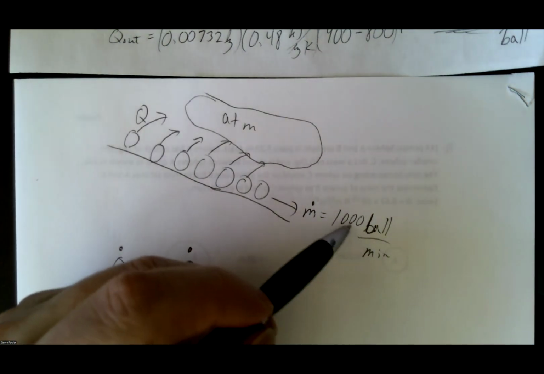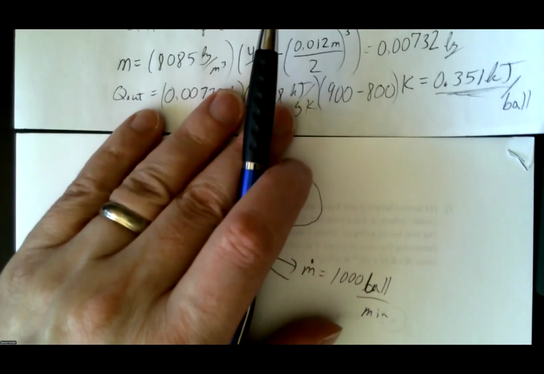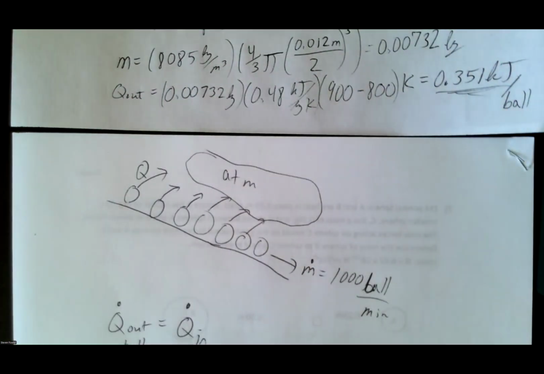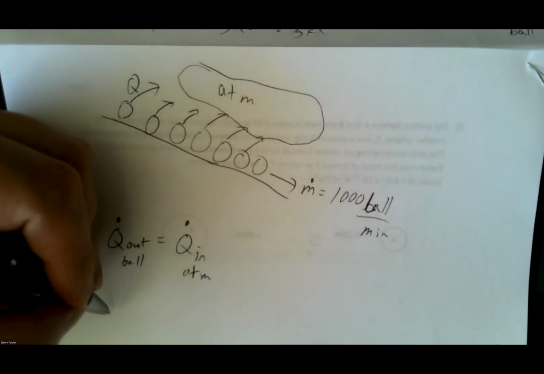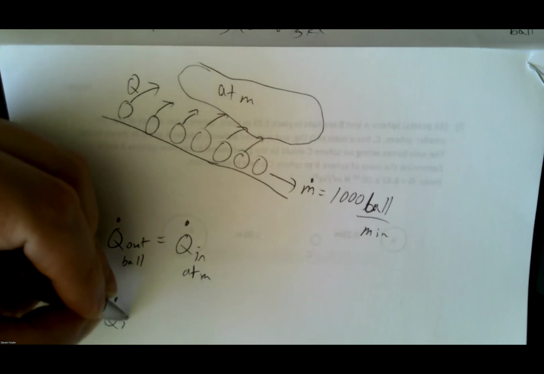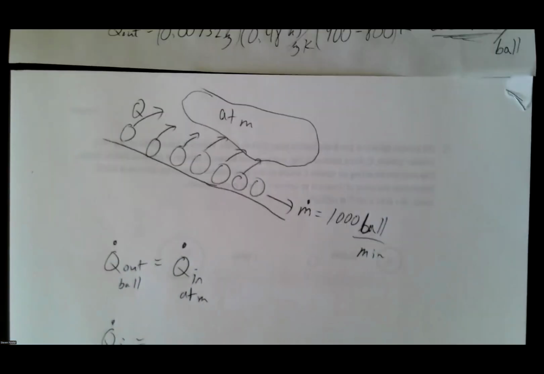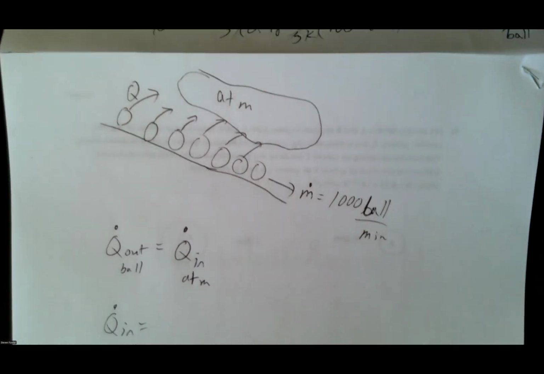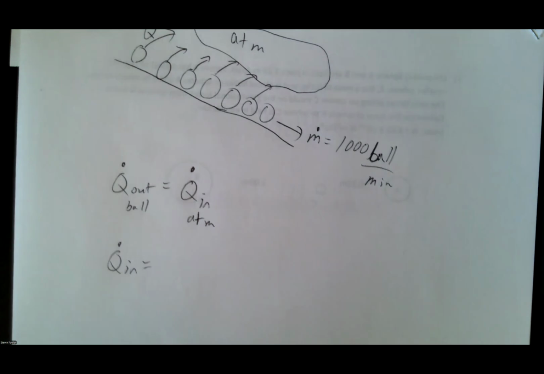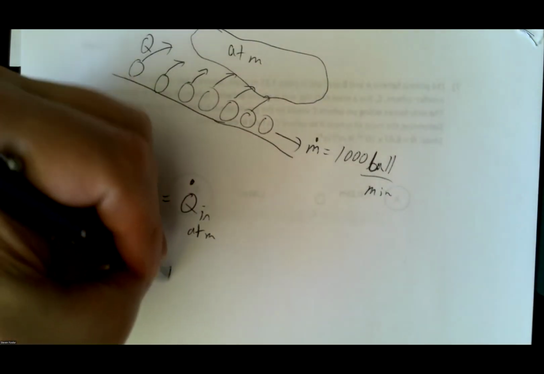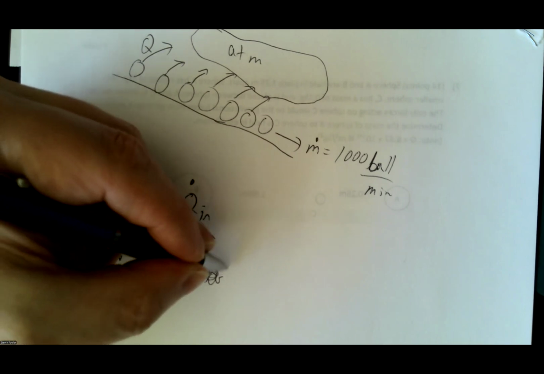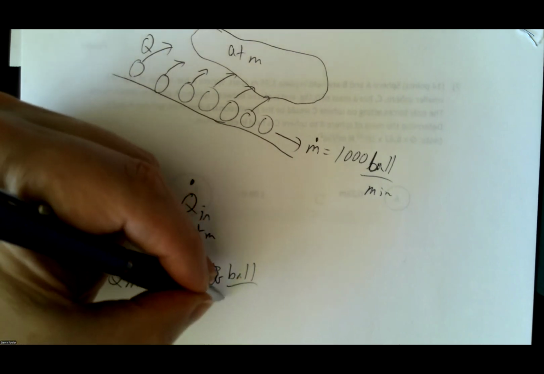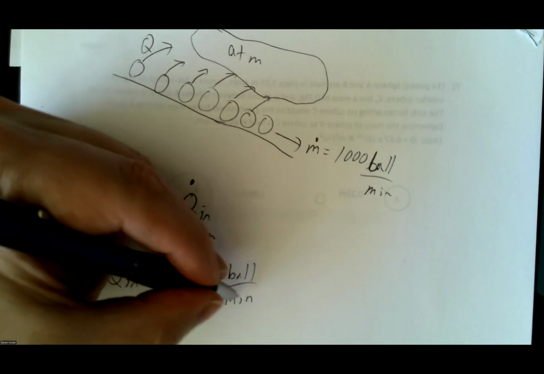Right? So I know up here how much energy we're losing per ball, and I know how many balls per minute we're running. So I can just simply do this. I can say, well, you know what? The Q dot in, the rate at which the atmosphere is absorbing heat out of this product stream, is going to be 1,000 of these balls every minute.